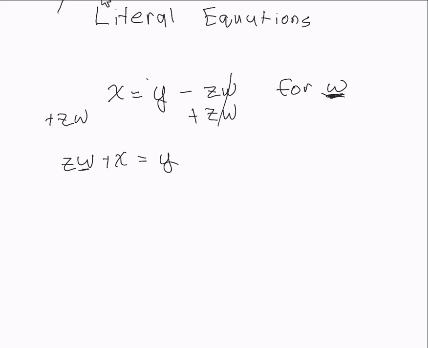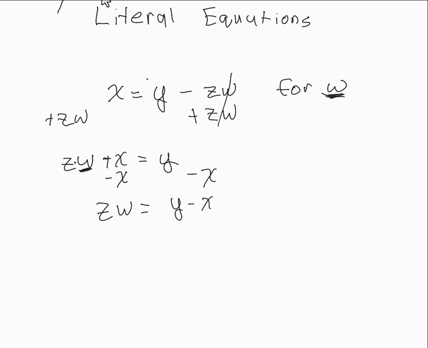Now, I want to get the w by itself. So I want to see what's being done to it. The most immediate thing is it's multiplied by z. The next thing is x is being added to it. So I want to start with the last thing, which is adding an x. I have to do the opposite, so I subtract an x. Then I have zw equals y minus x, and I just leave it y minus x because they're not like terms.